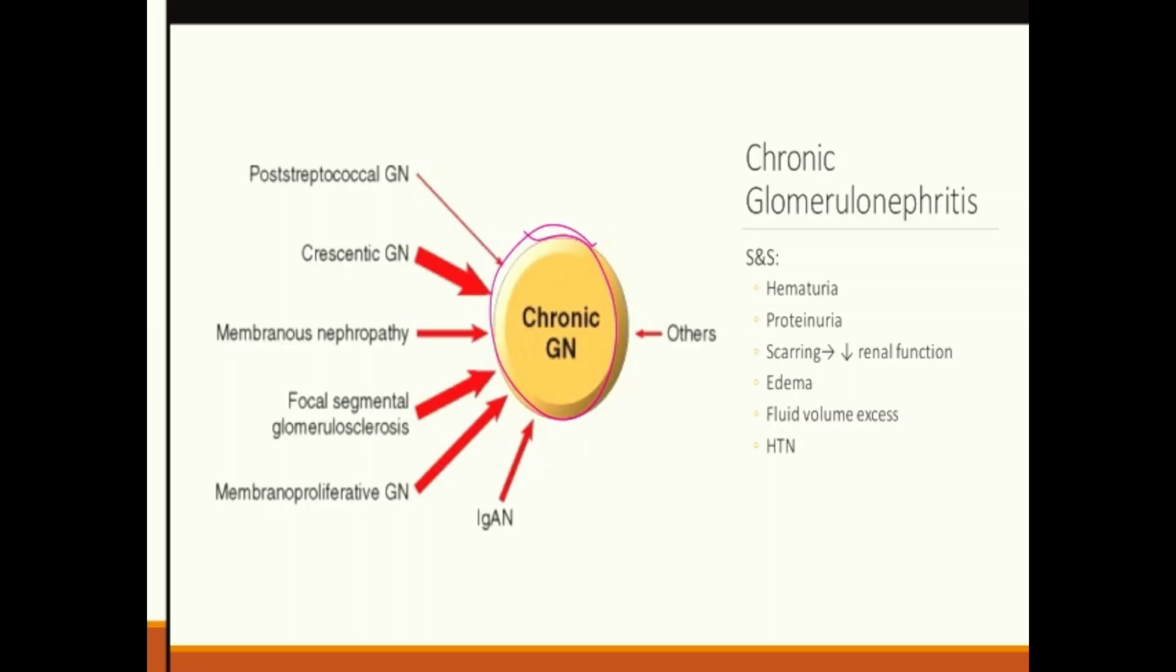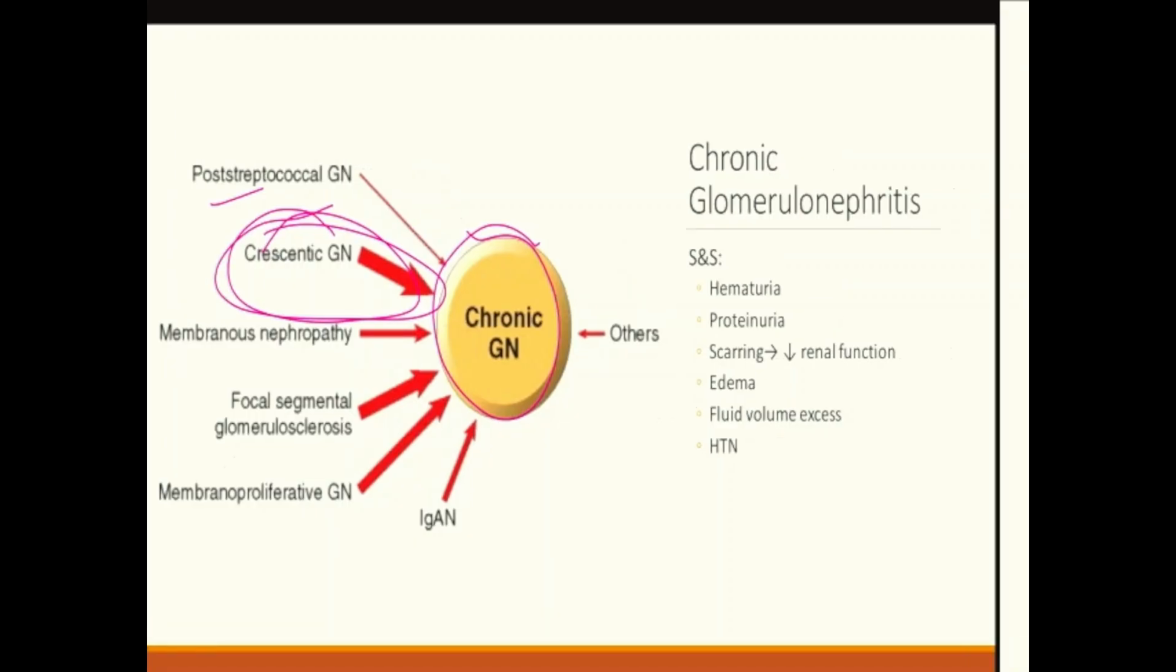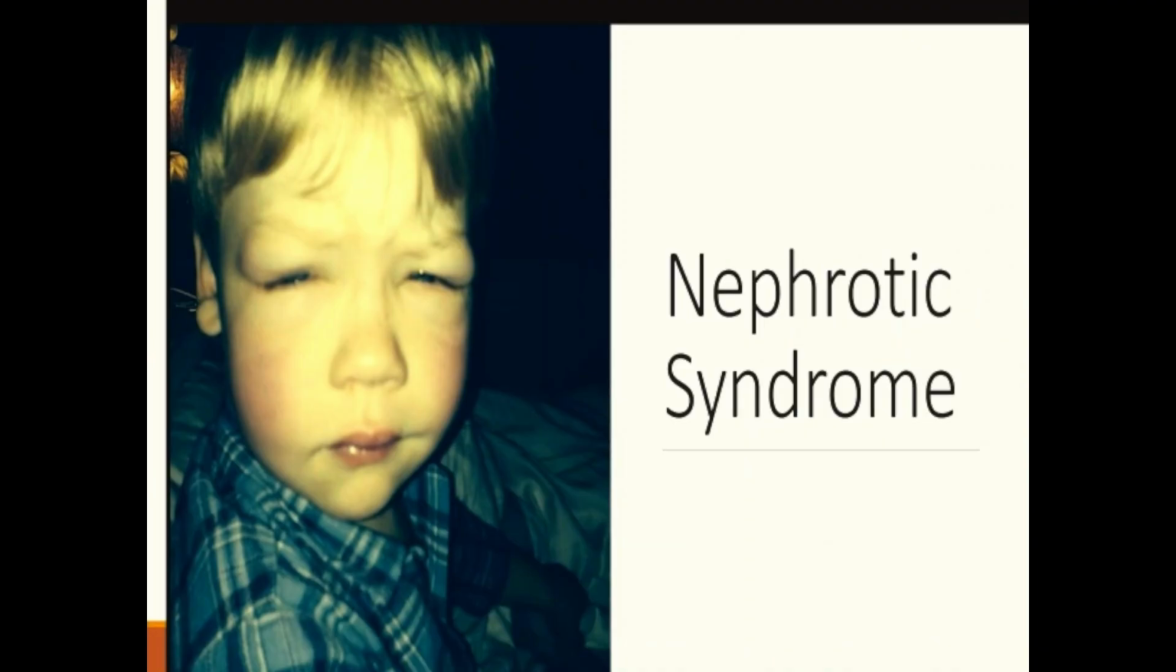Chronic, the most common form is crescenteric glomerulonephritis. They have the crescent shapes on there. Here's your post-streptococcal, and we haven't done any other ones yet. But you can see the most common one is the crescenteric one. Again, reviewing signs and symptoms: hematuria, proteinuria, reduced renal function, edema, fluid volume excess, and obviously hypertension. They're all related. Overloaded volume, having swelling.